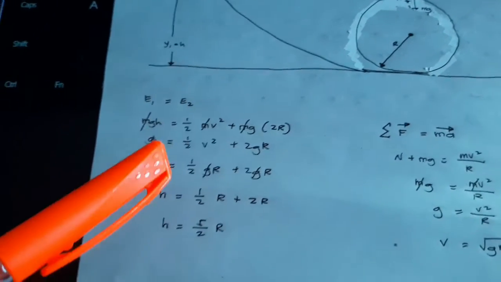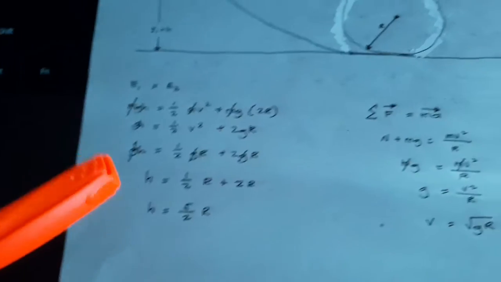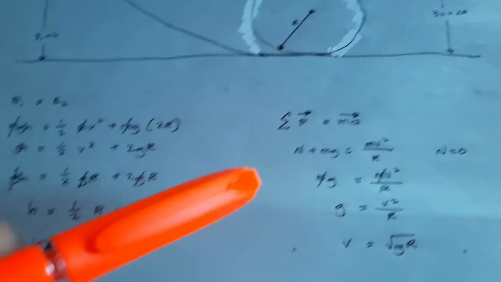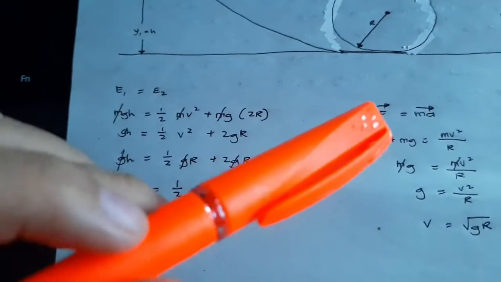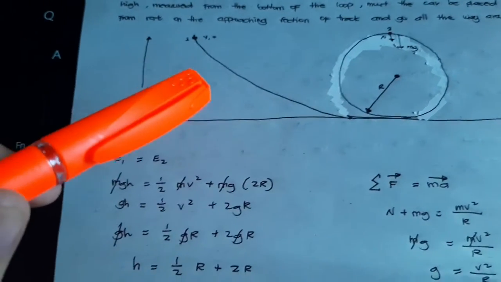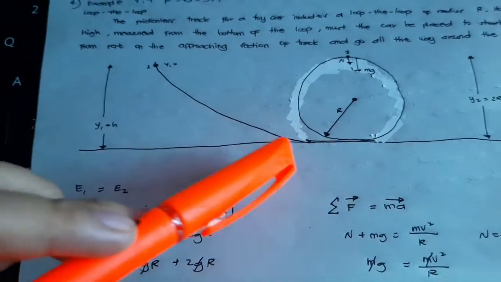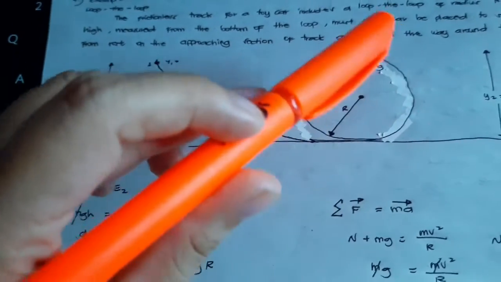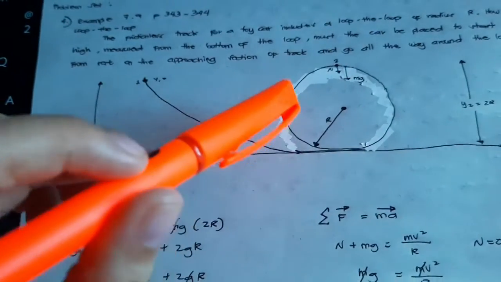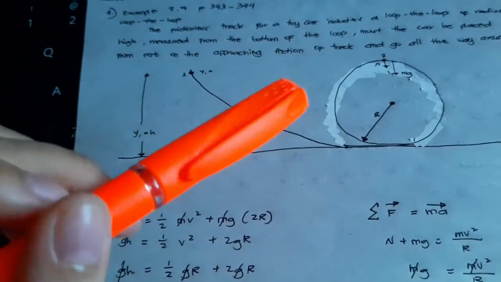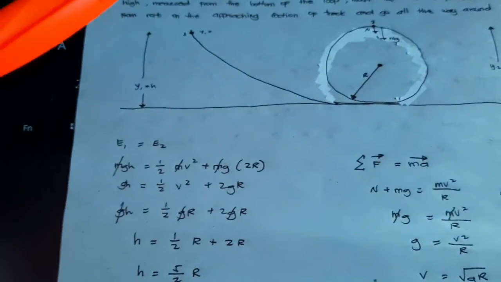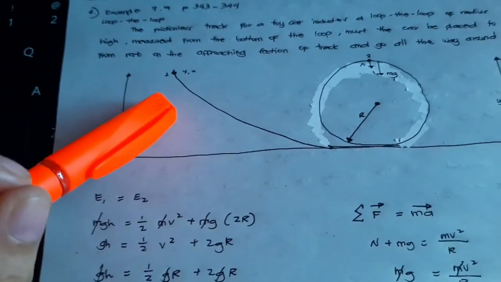Then here we will use Newton's second law. Net force is equal to mass times acceleration. Sorry for the noise. As the toy car goes up the loop, it accelerates because it moves along a circle. So it experiences centripetal acceleration.